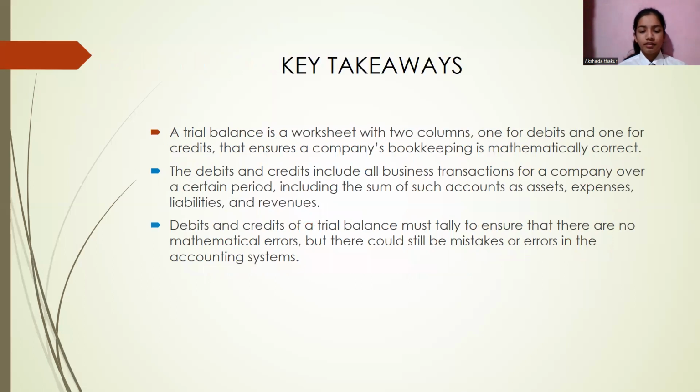Some key takeaways are there. A trial balance is a worksheet with two columns, one side debit and one side credit, that ensures a company's bookkeeping is mathematically correct. Debits and credits include all the business transactions for a company over a certain period, including the sum of such accounts as assets, expenses, liabilities, and revenues. Debits and credits of a trial balance must tally to ensure that there are no mathematical errors, but there could still be mistakes or errors in the accounting system.